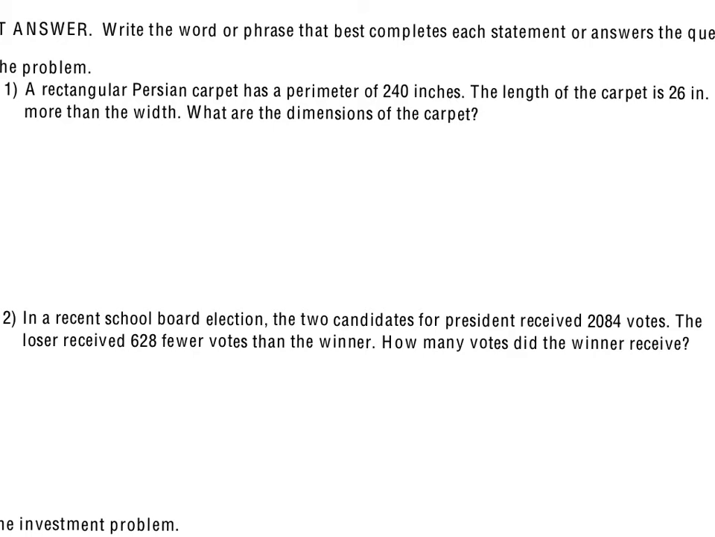So we've got a rectangular Persian carpet that has a perimeter of 240 inches. The length of the carpet is 26 inches more than the width, and they want the dimensions of the carpet. So we'll use our formula, P equals 2L plus 2W, for the perimeter of a rectangle. We know that, again, the length is 26 inches more than the width, so the width plus 26.